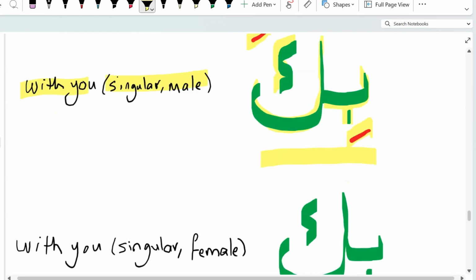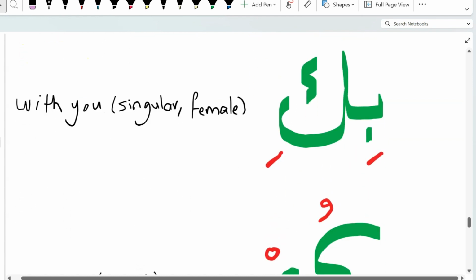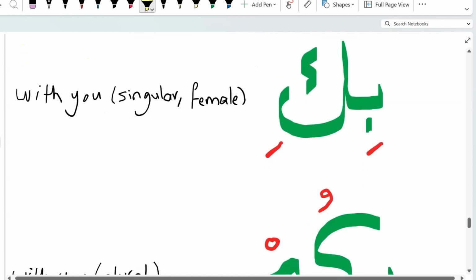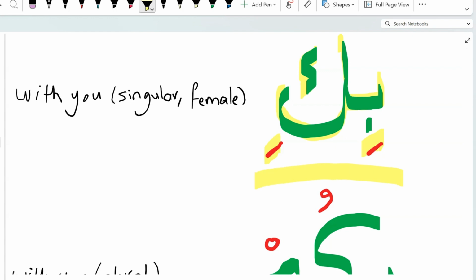How do you change it to a singular form talking to a female? You just change the fatha in the end to a kasra, so it's biki. The same thing. B and kasra is bi. K, kasra, ki. So it's biki.